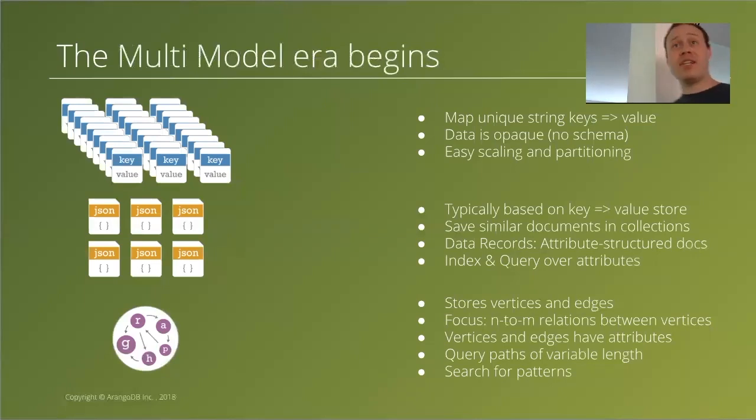Typically, vertices and edges have attributes, and they can be indexed. And the main point where they shine is if you query along the paths, following the edges pointing together those vertices, especially if you're using variable length or pattern lengths.